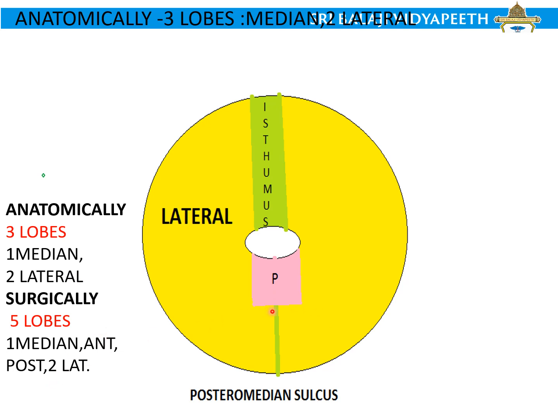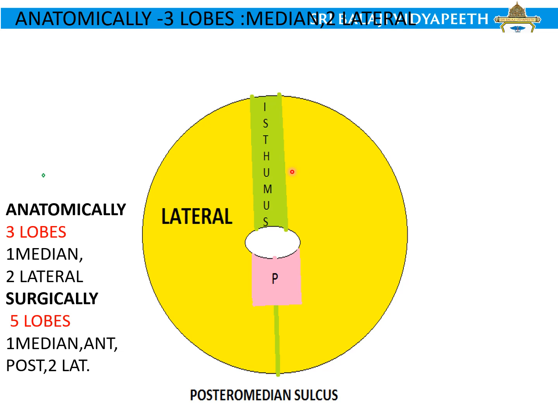Now posteriorly, we just noticed that there was the posteromedian sulcus. Now this posteromedian sulcus is superficial and it does not extend to the entire extent of the gland. So just deep to this posteromedian sulcus, the two lateral lobes communicate. This communication between the two lateral lobes just deep to the posteromedian sulcus is what forms the posterior lobe.